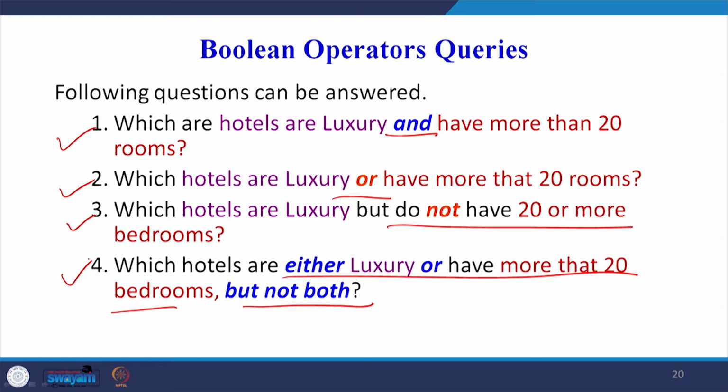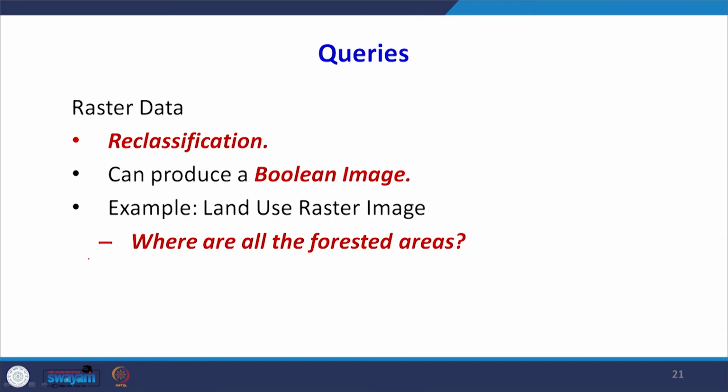So it depends upon my query, what kind of query is placed on the data sets. We can actually carry out that overlay analysis and get the results. On the raster data also we can make the query. We can do the reclassification of the raster data, we can club, we can split, we can produce Boolean images also. For example, we have a land use map in raster format, classified from the satellite data. And if I want to make a query like where are all the forest areas in my land use and land cover map.